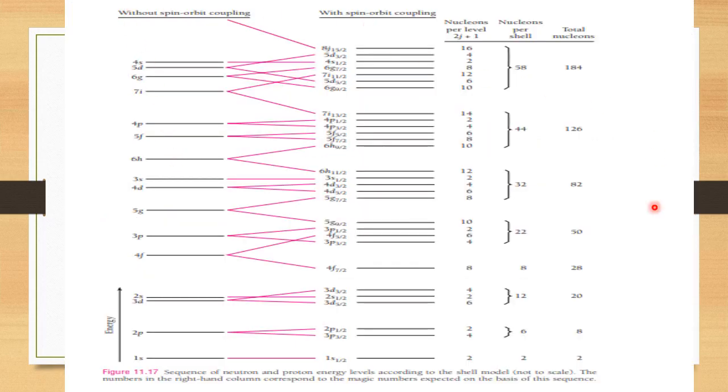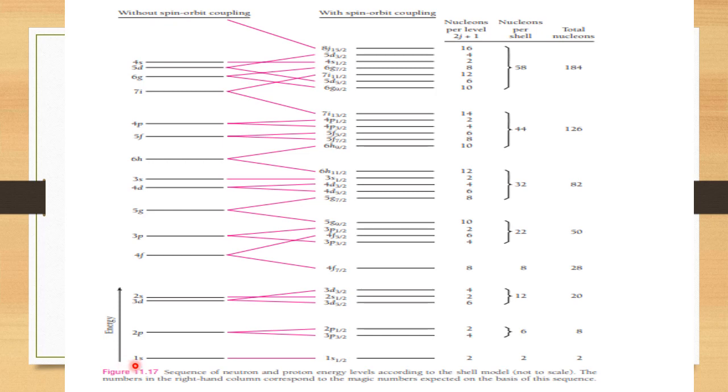Now this is our explanation of magic numbers. Here you can see the magic numbers 2, 8, 20, 28, 50, 82 and 126, 184. So our first level is 1s, second 2p, 3d, 2s, etc. These are the levels without spin orbit coupling. So without coupling, these levels are not split at all. And with spin orbit coupling, there is a splitting and the levels are designated here, and you can see the split levels here.